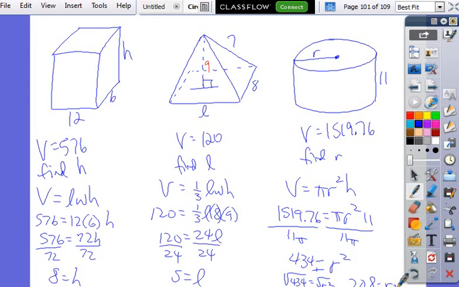All right, look up here. We got to go back and fix this one. This part right here should be 44 equals r squared. And then when I square root 44, what did you get? It was 6.6. 6.6. Yeah, 44. So make sure we got that one fixed.